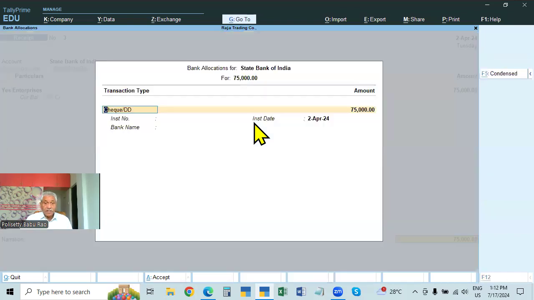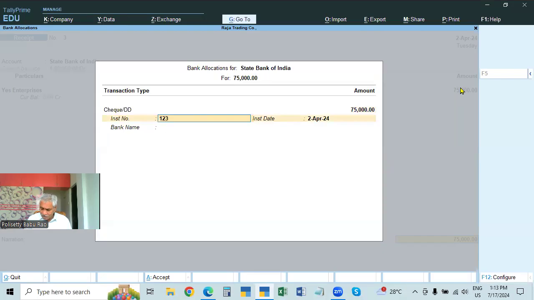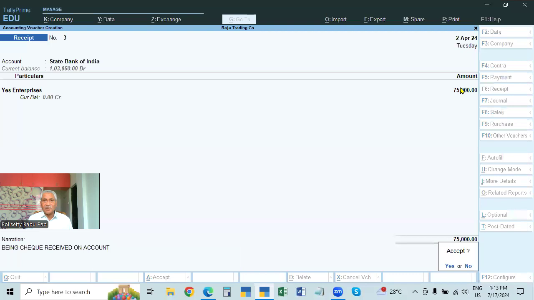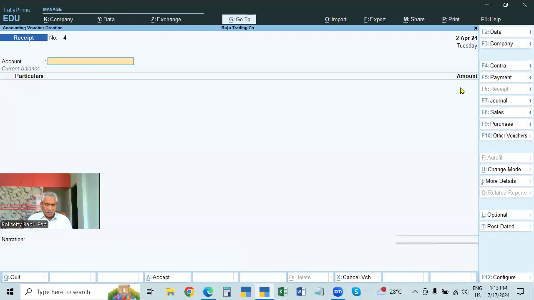So here what we have received is by check. That is why the transaction type is check, and it will ask you the check number. It's not given here, so we take it as 1, 2, 3, 4, 5, 6. Okay. And here you write the check received on account. He has to pay us, so on that account it will be being check received on account, or simply being check received in the bank.